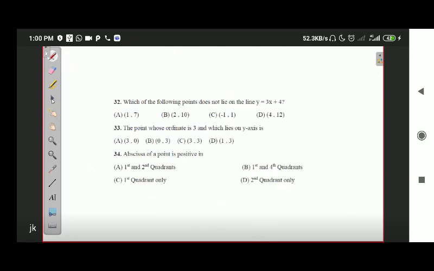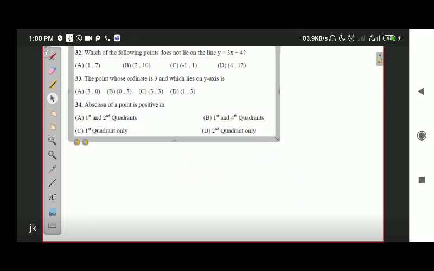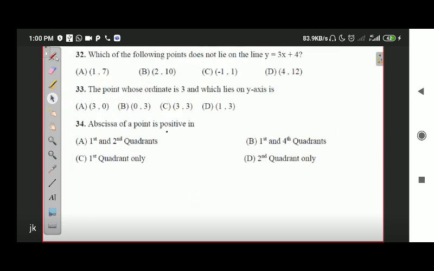Next, question number 32. Which of the following points does not lie on the line y = 3x + 4? What we need to do is put in the value of x and check whether the answer of y comes out right. For option A, x is equal to 1, so y should be equal to 3 into 1 plus 4, that is 7. So that is the correct option.